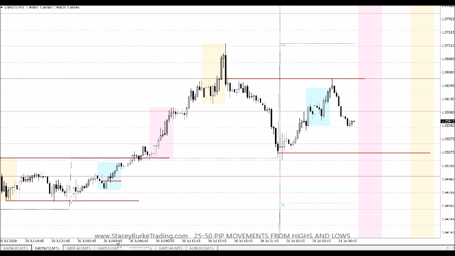25 to 50 pip increments, traders. Every time the market moves, heading into those timings can be very critical as to whether or not we're looking at a stop hunt, a trend trade, or a false break reversal.